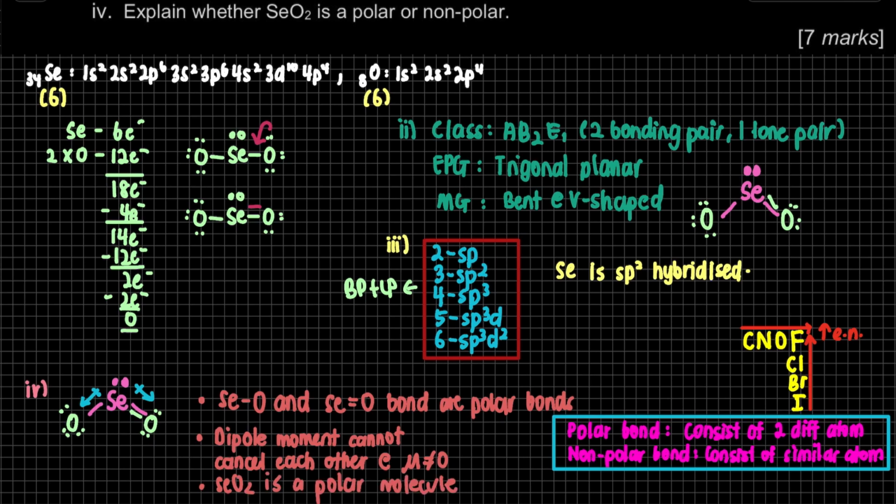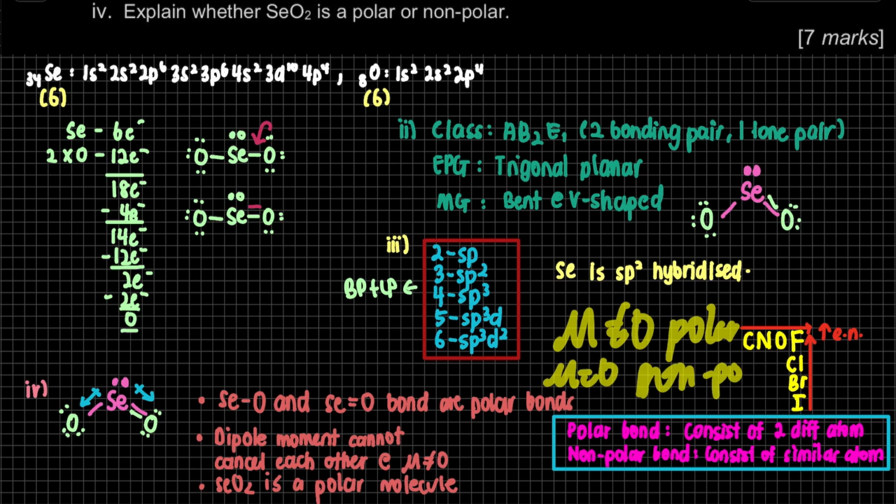If the question asks to explain or determine, then you have to show these 3 points. First, you have to mention whether it is a polar bond or non-polar. In this case, because we have selenium single bond oxygen and selenium double bond oxygen, I've mentioned that those two are polar bonds. Then show the dipole moment for each of the bonds, and then we simplify it, either they cancel or cannot cancel each other. So if mu is not equal to 0, hence it will be polar. If it's equal to 0, it will be non-polar.